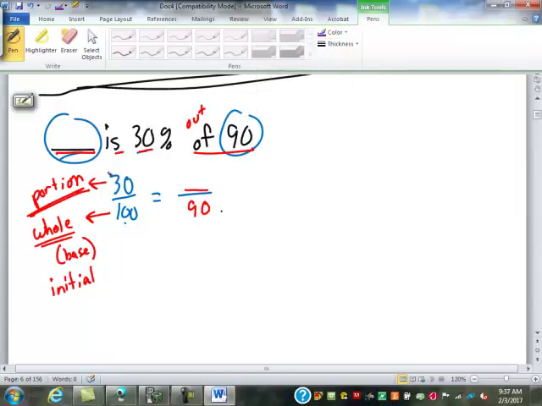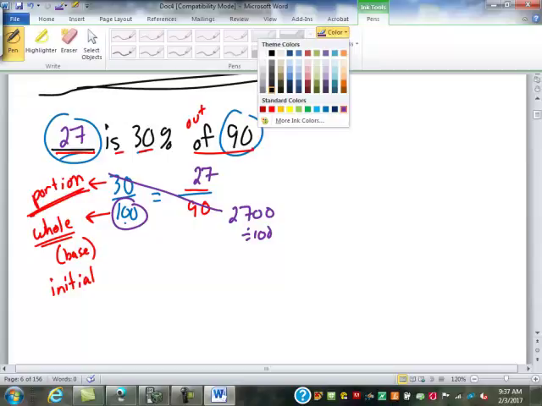So now we cross multiply and divide. 30 times 90 is 2,700. Divided by 100 is 27. So 27 is 30% of 90.